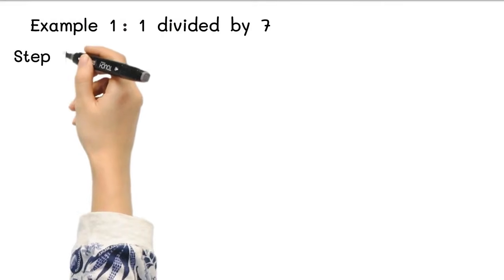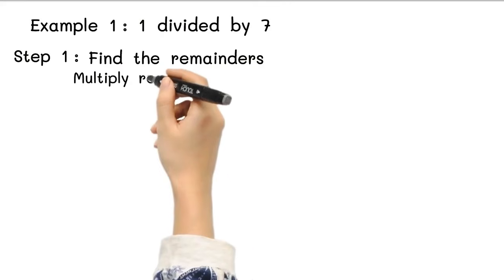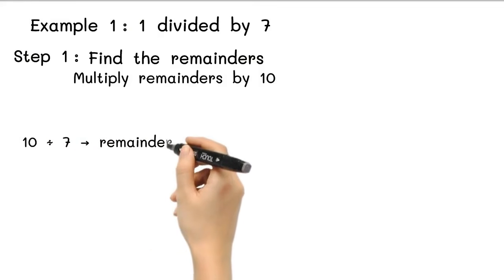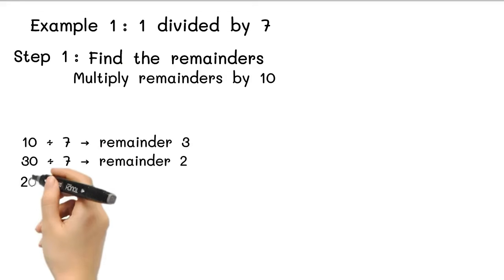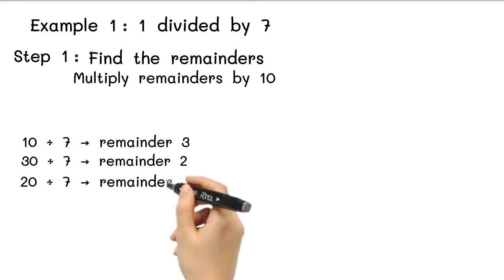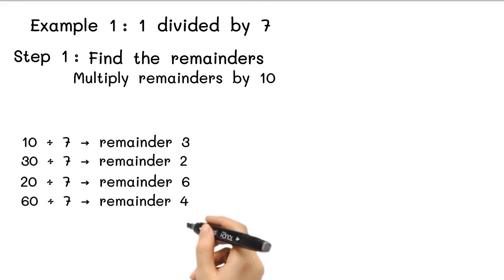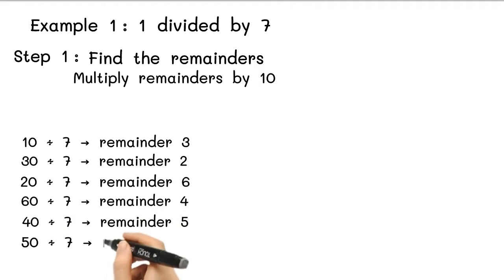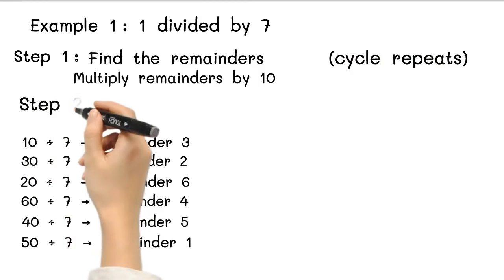Let's start easy. Step 1. Find the remainders, then multiply remainders by 10. Let's start it. 10 divided by 7 gives remainder 3. 30 divided by 7 gives remainder 2. 20 divided by 7 gives remainder 6. 60 divided by 7 gives remainder 4. 40 divided by 7 gives remainder 5. 50 divided by 7 gives remainder 1. Cycle repeats.